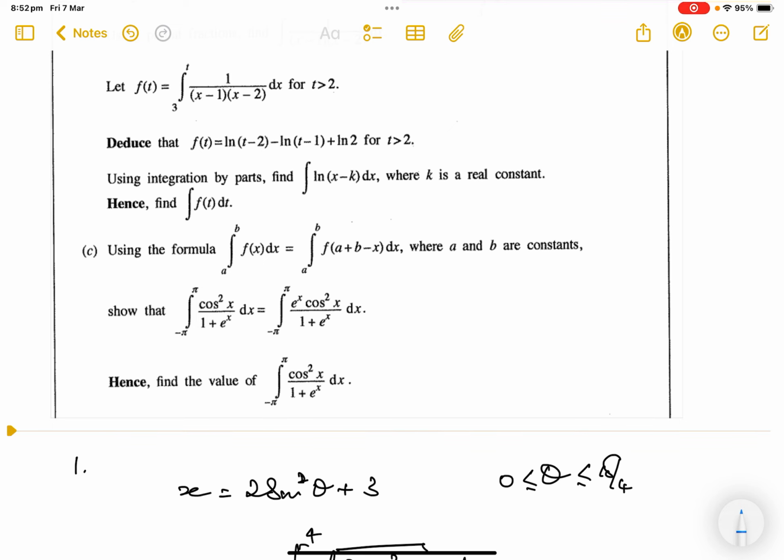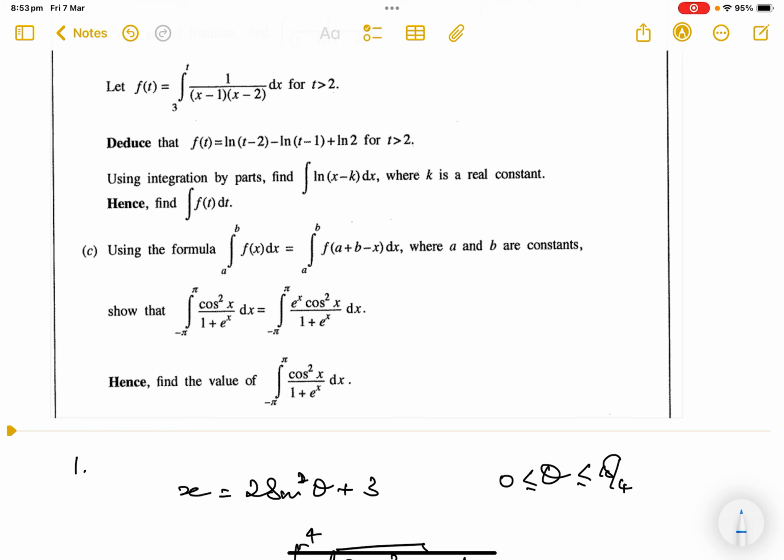Okay, that part. So now move to C. The formula: the integral of f(x) from a to b equals the integral from a to b of f(a + b - x) dx. So what they're saying is, the integral of f(x) with the particular limits a and b, and the same limits, but the x here is a + b - x. So it's f(x), and on the right-hand side, a + b - x.